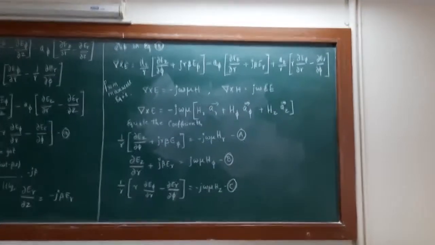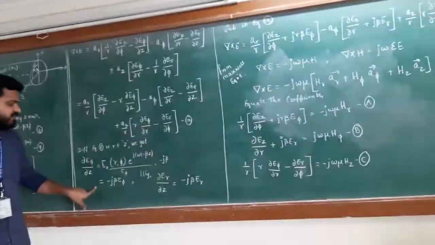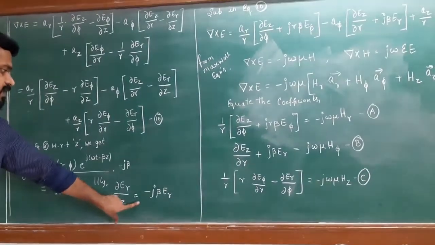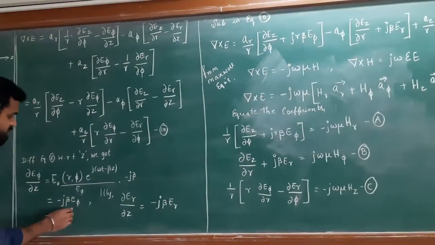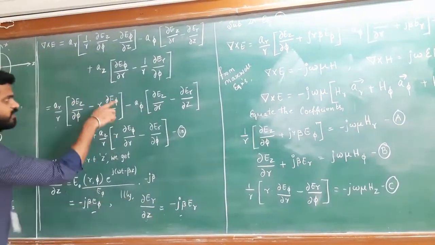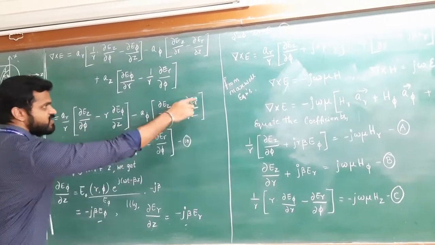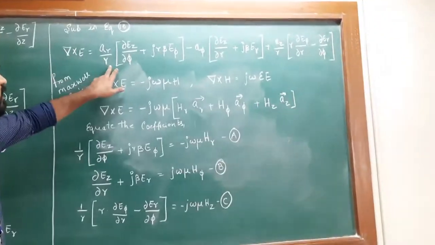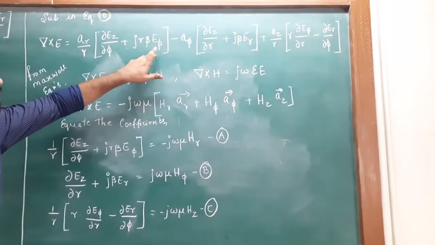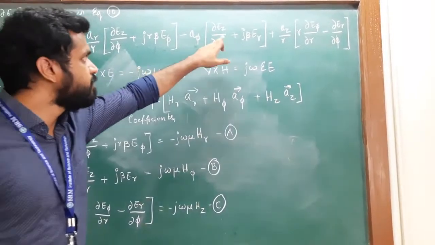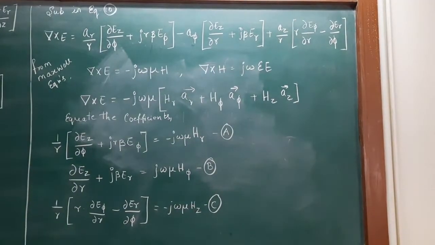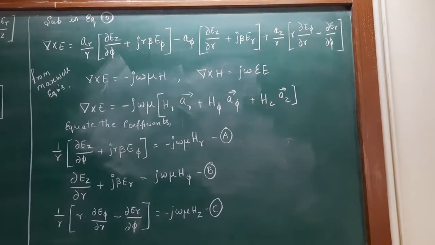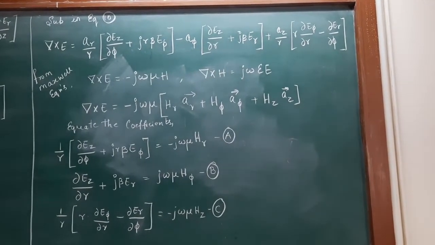Now we will take this value. So dou E phi by dou Z is given by minus j beta E phi, and dou ER by dou Z is given by minus j beta into ER. So we will take both the values and substitute over here, in place of dou E phi by dou Z and dou ER by dou Z. So it's given by A R by R, dou Ez by dou phi plus j R beta into E phi, minus A phi in terms of dou ER by dou Z, which I have substituted as j beta ER. So this is your del cross E equation. The 10th equation has been modified like this.